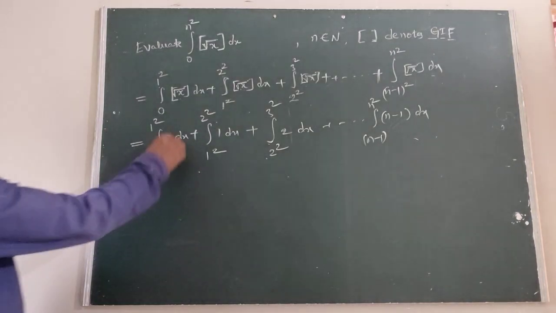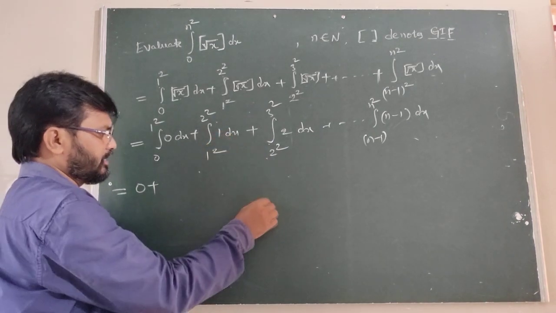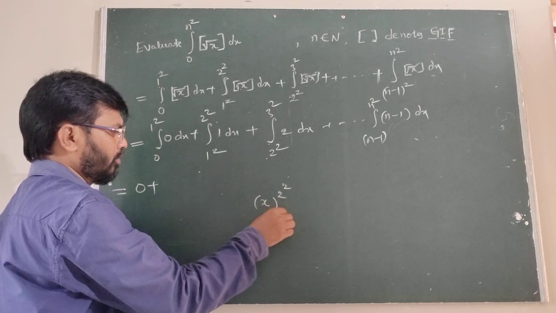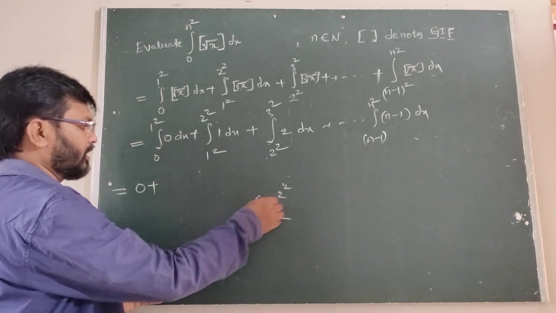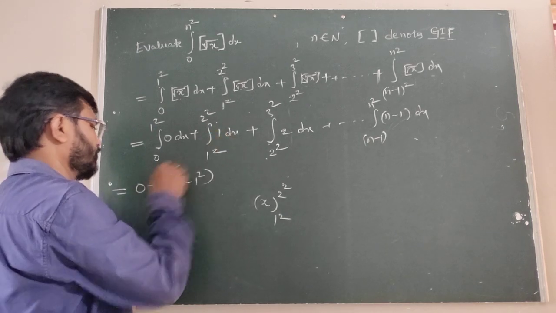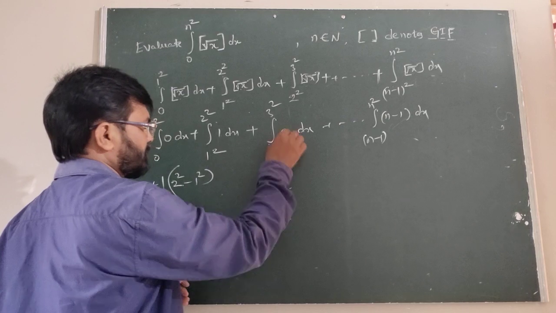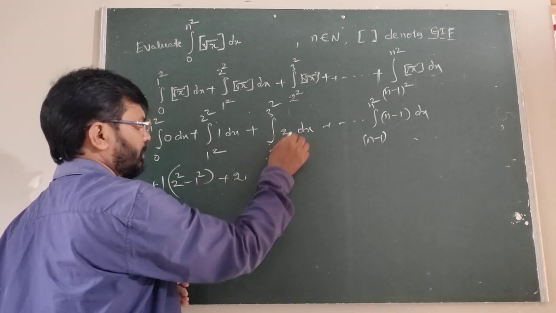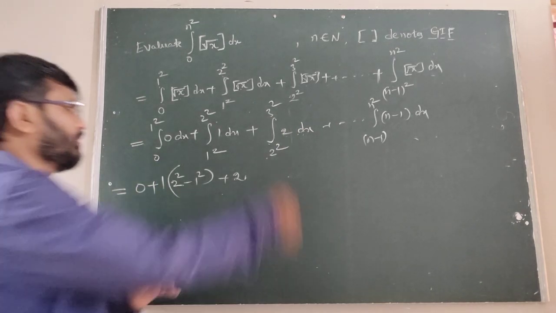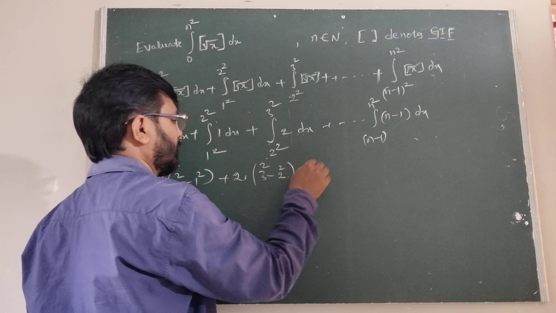Now the integral of 0 dx is 0. After that the integral of 1 dx is x. The upper limit is 2 square, the lower limit is 1 square. Now we can write this as 2 square minus 1 square into 1. After that the integral of 2 dx is 2x, therefore 2 into (3 square minus 2 square).